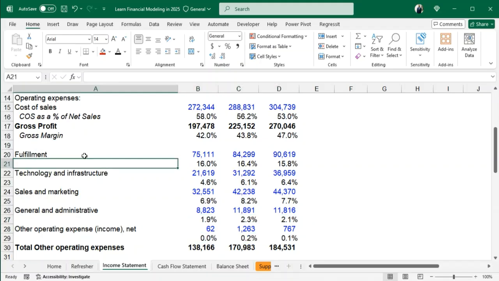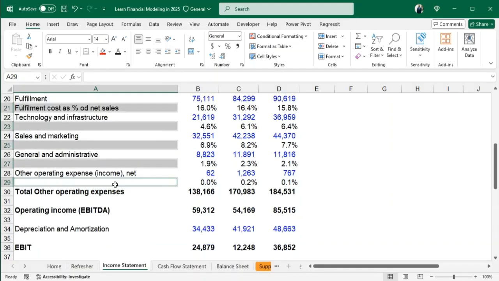Now let's add these line items here. So I'm going to have fulfillment. So that's going to be fulfillment cost as a percentage of net sales. And what I'm going to do is select all the areas here. So holding Control, I'm going to select this, select here, select here, select here, and I'm going to italicize everything here and also increase the indent by 1.